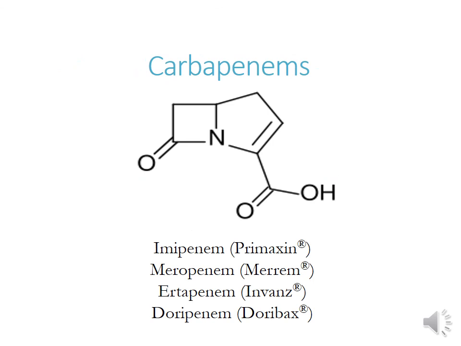Then we have a little bit more interesting group. We have the carbapenems. Again, these are also going to be beta-lactams. You see here we have imipenem, which is oftentimes put with another drug called cilastatin. We'll talk about that in a second. And you also have meropenem, ertapenem, and doripenem. So four drugs that fall into the carbapenem group.